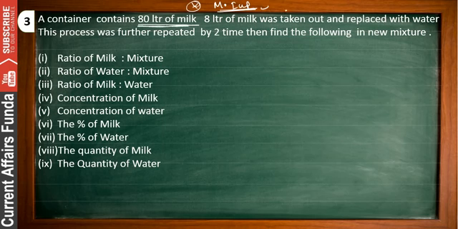Right now in the starting, how much milk is there? 80 liter. Fine. 8 liter of milk was taken out and replaced with water. We have added 8 liter of water. Whatever we take out from the container, we add the same quantity back. So 8 liter of milk was taken out and we have added 8 liter water into that container.